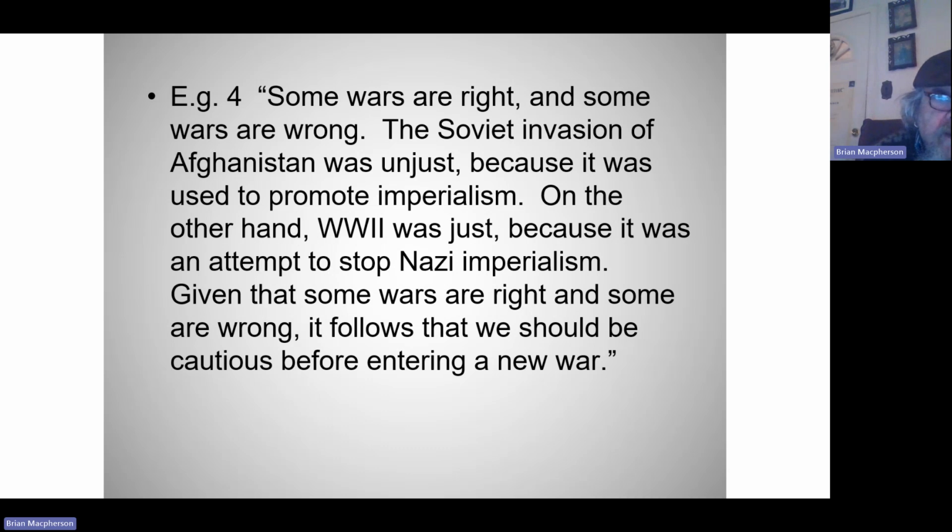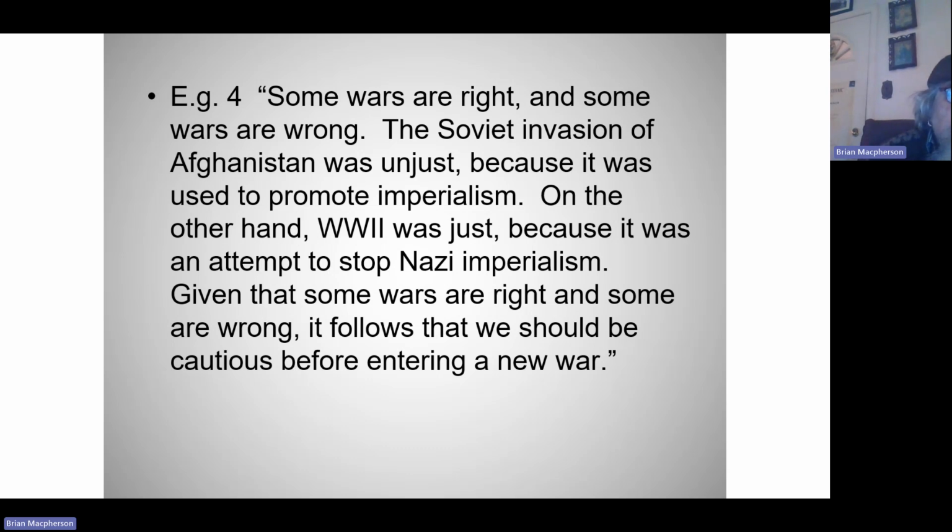Again, I got this from, I think, a logic textbook, so I put it in quotation marks. Sorry that I didn't cite the book, but anyway, it says some wars are right and some wars are wrong. Okay, seems reasonable. So that's one claim. Now they go on to say the Soviet invasion of Afghanistan was unjust because it was used to promote imperialism. So long before the U.S. went to Afghanistan following 9/11, the Soviets had tried to invade and take it over, and they didn't have success, right? And it was basically an imperialist agenda.